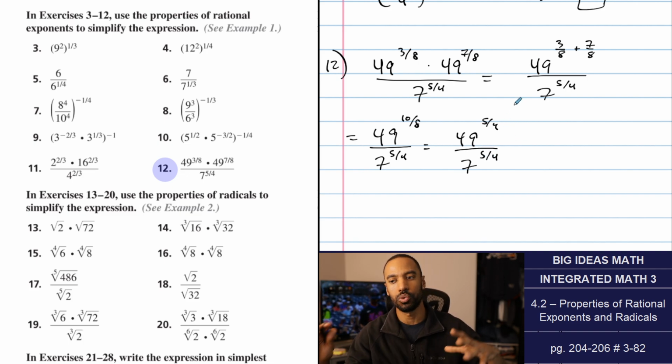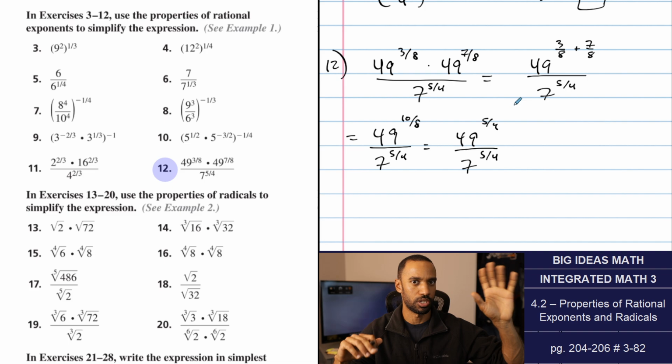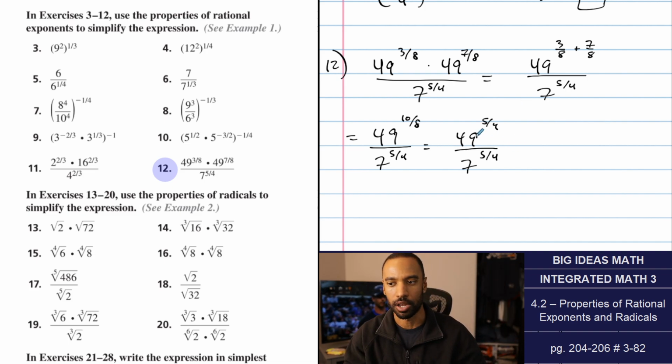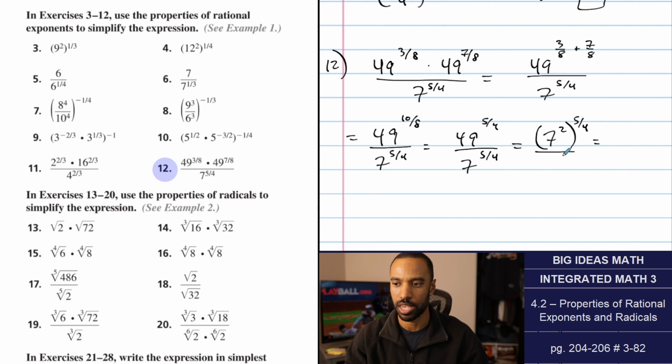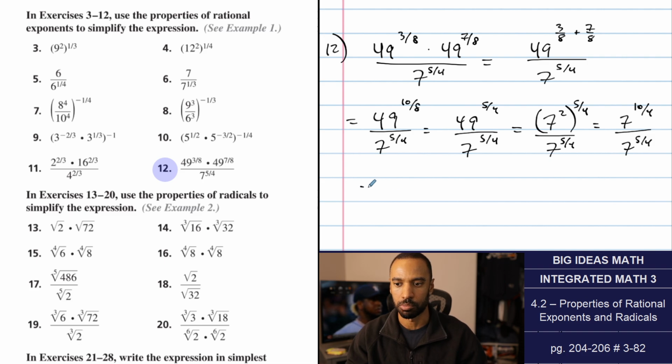So what you could do is put them as one fraction to the 5/4 power. That's fine. Let me show you an alternative. You could turn 49 into 7 squared. The reason we do that is because now this 2 can multiply by 5/4 and become 10/4. And this becomes 7 to the 10/4 over 7 to the 5/4. Now they have the same base, and you can subtract the exponents. So that becomes 7 to the 10 minus 5 is 5/4.